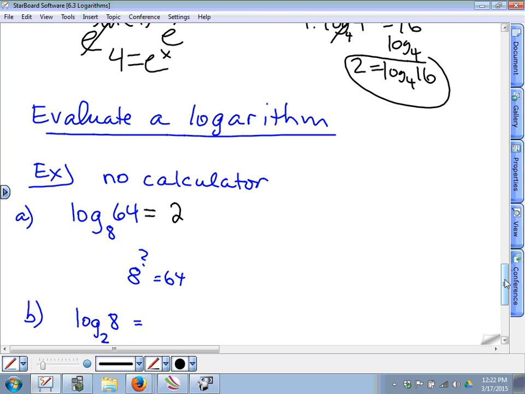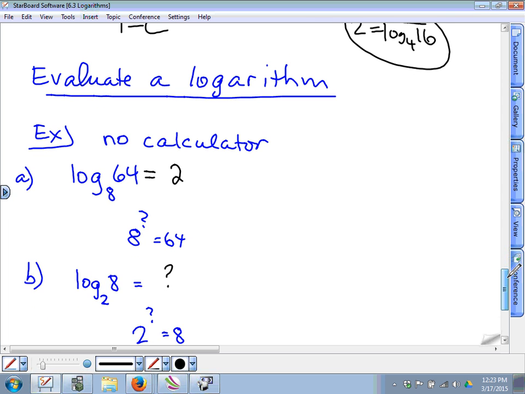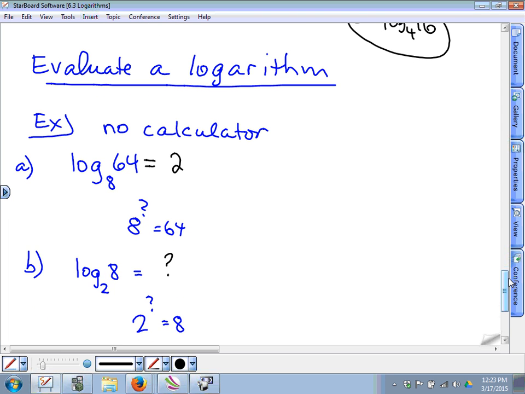Log base 2 of 8. We can try the same thing. We can say, well, I don't know what that equals, so I'm going to put a question mark there. And then, if you don't like logarithmic form, you can change it to exponential form, and boom! The answer becomes quite clear. What is it? 3. The answer is 3.